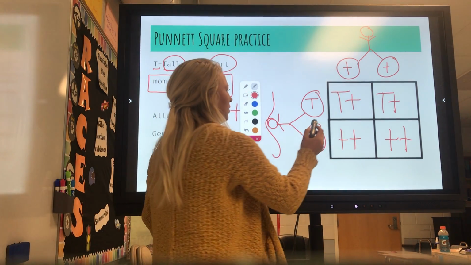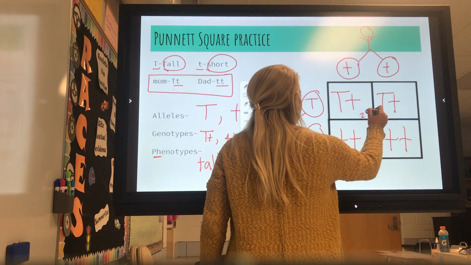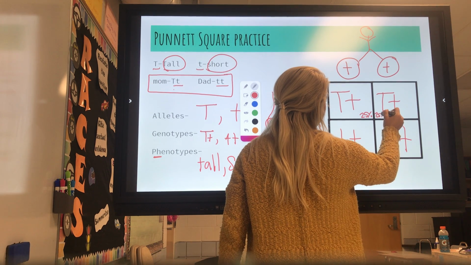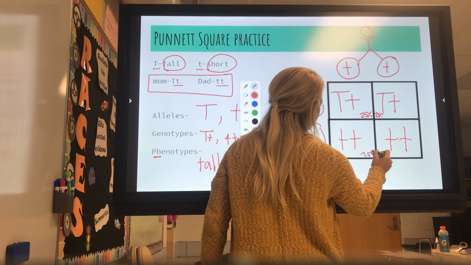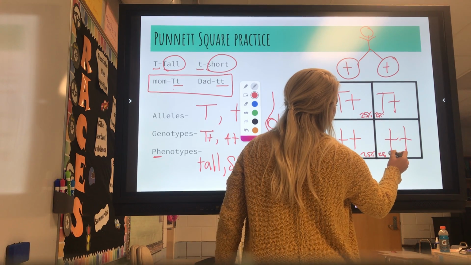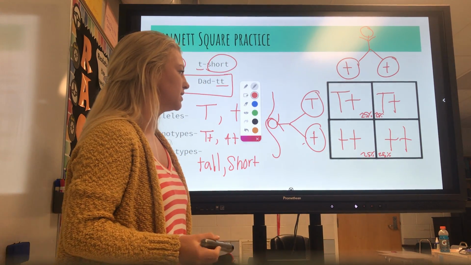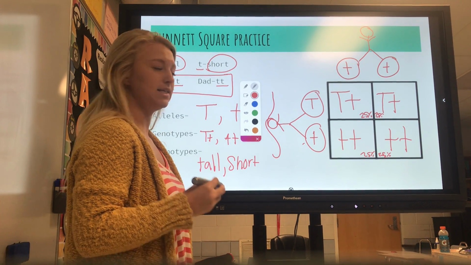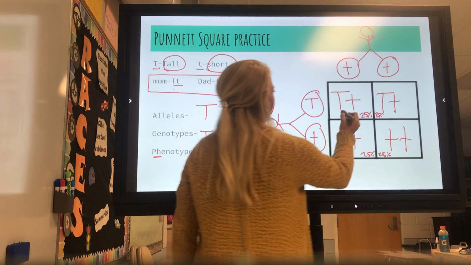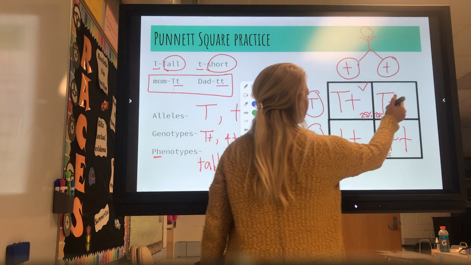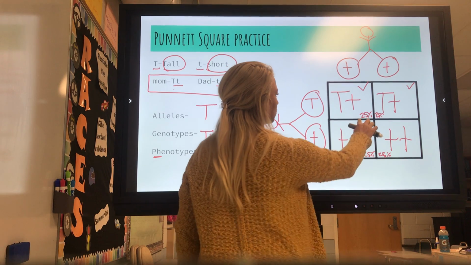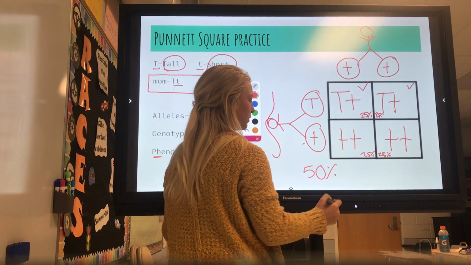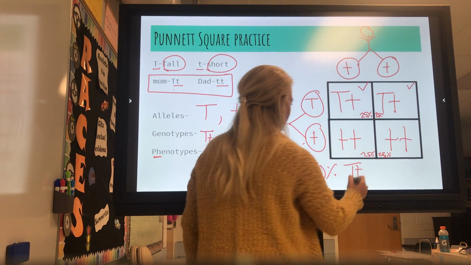The last thing you need to know is that each of these squares represents 25%. So if I were to ask you what percent of the offspring will have the genotype big T, little t, we have this box has big T, little t, this box has big T, little t. So 25 plus 25 is 50%. So 50% of the offspring have genotype big T, little t.